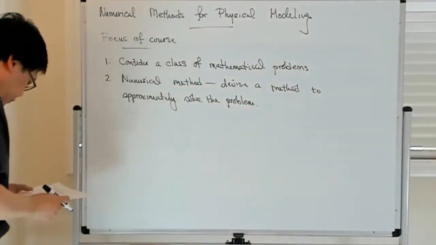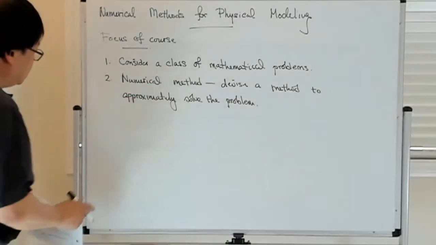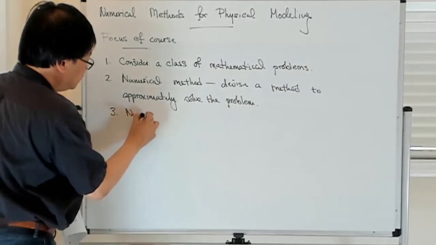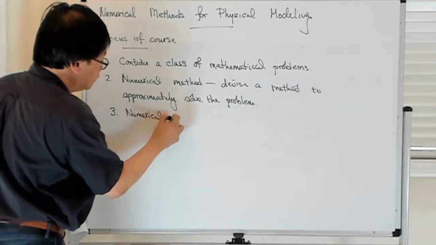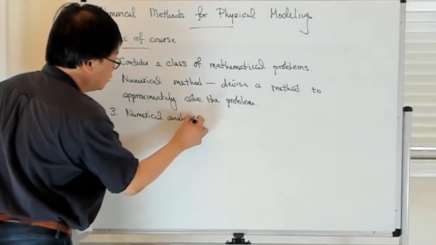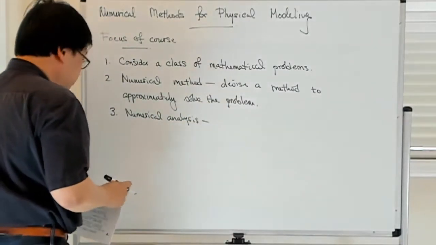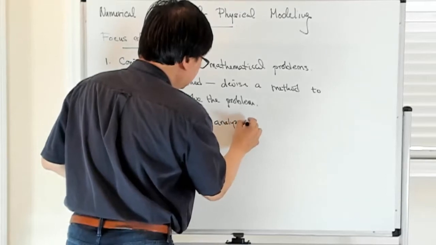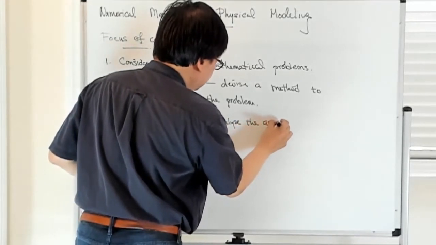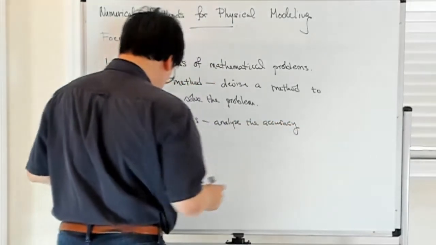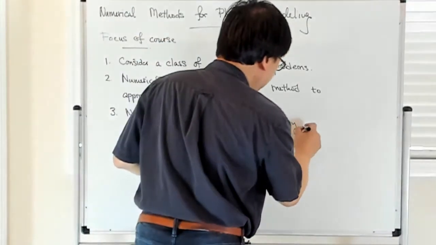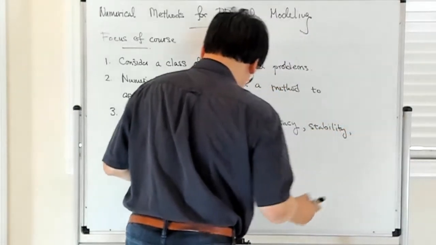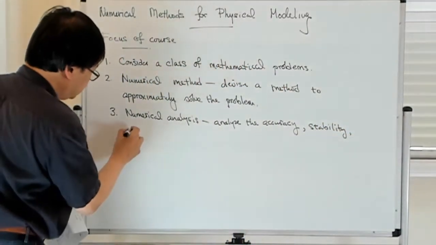Okay, and then the next thing we're going to do is analyze this. This is sort of where the numerical analysis comes in. So we're going to analyze the accuracy of the method, its stability, and failure modes of the method.